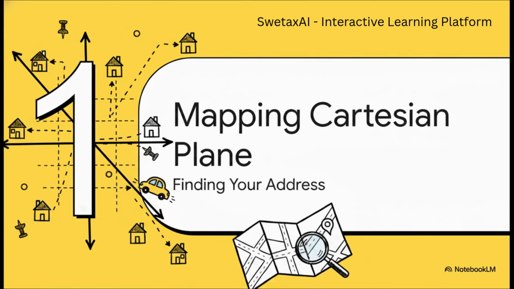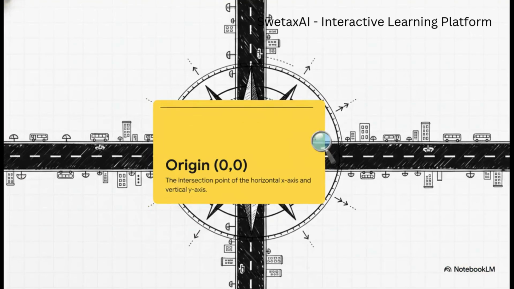All right, starting with section 1, mapping the Cartesian plane. This is all about finding your address. Well, every map needs a center point, right? In our Cartesian city, that's called the origin. It sits perfectly at 0, 0. It's the exact intersection of our main highways, the horizontal x-axis and the vertical y-axis. Think of it as the absolute anchor for every single journey we're going to take.